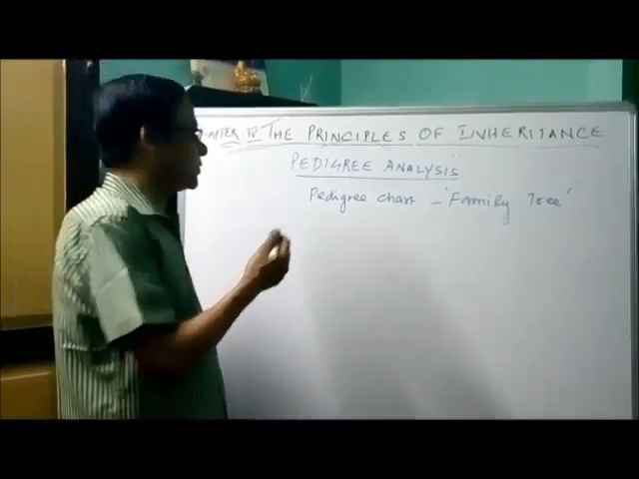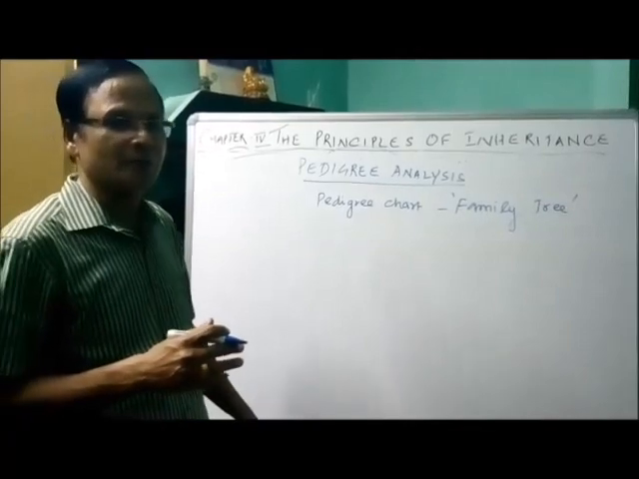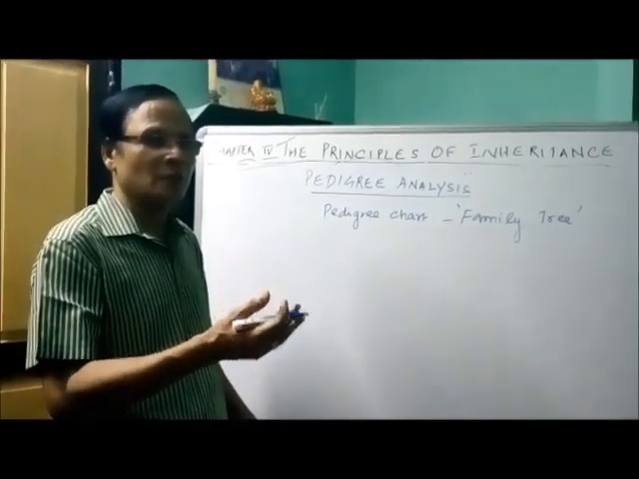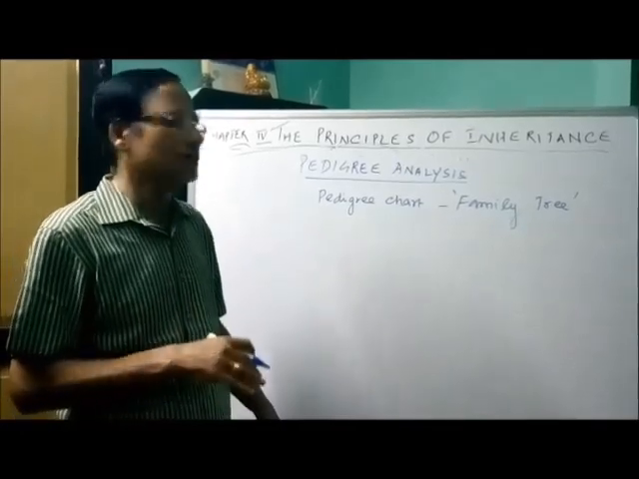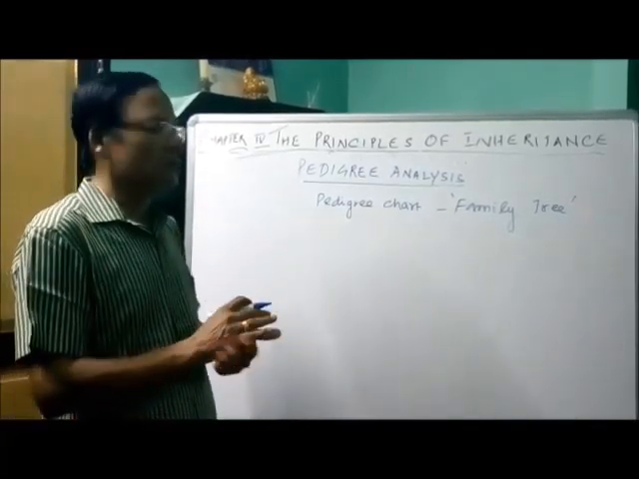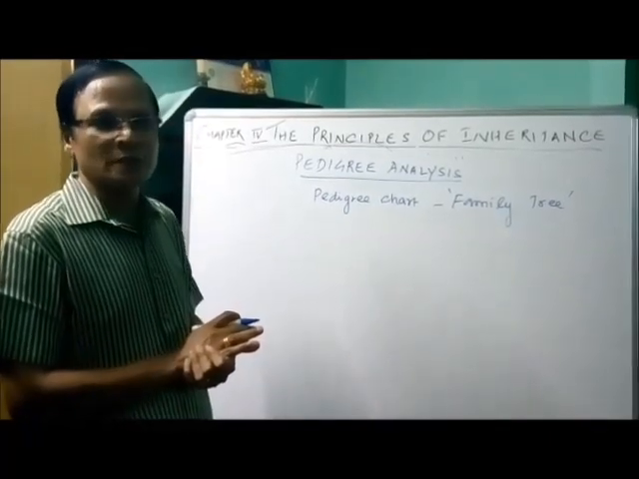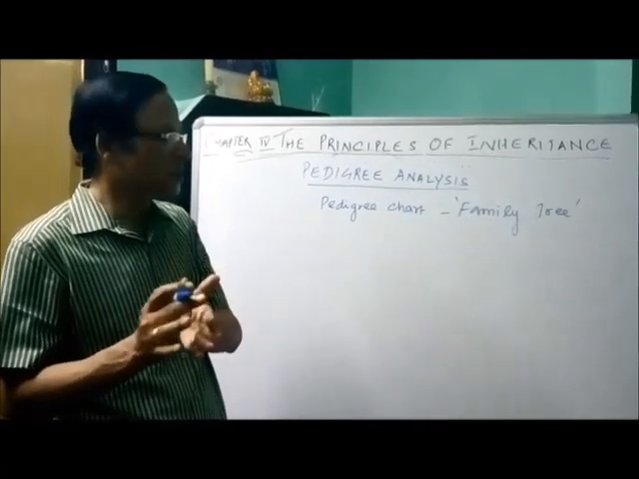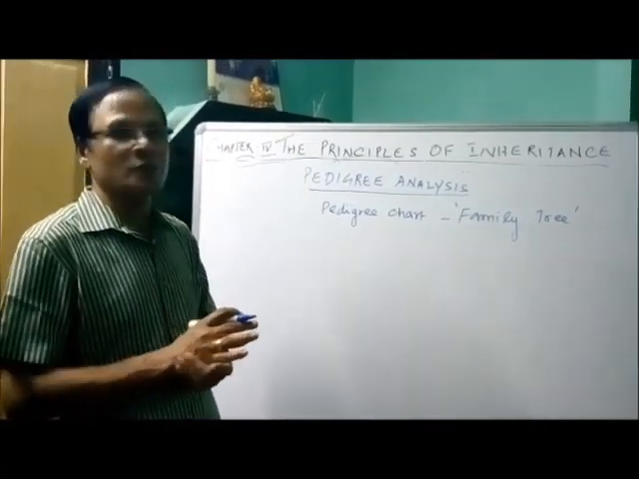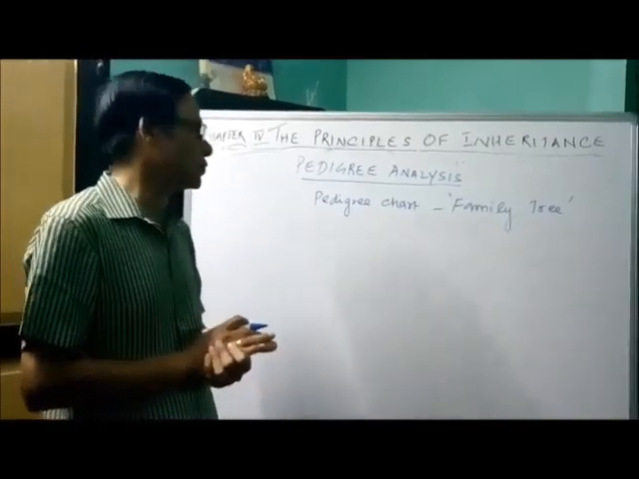For example, if you are taking colorblindness, how far the character is transmitted in the past generations, how far it is present at that stage. So that is called a pedigree chart. It is a family tree drawn by using standard symbols instead of writing, for example, color blind male, normal female, like that. I will explain later what symbols are used.